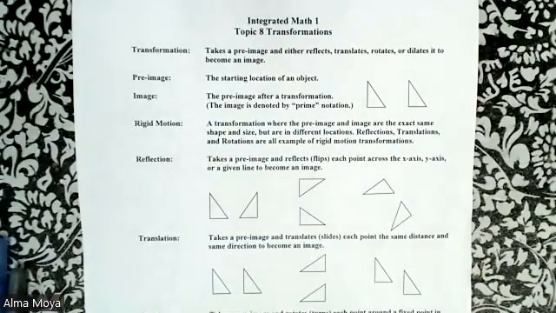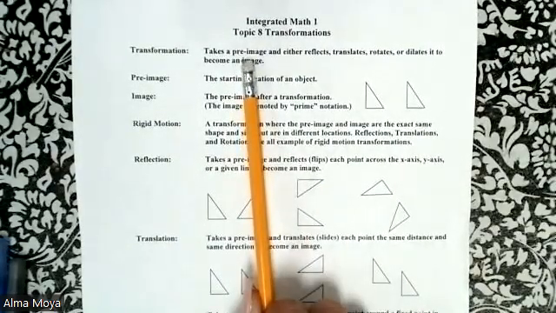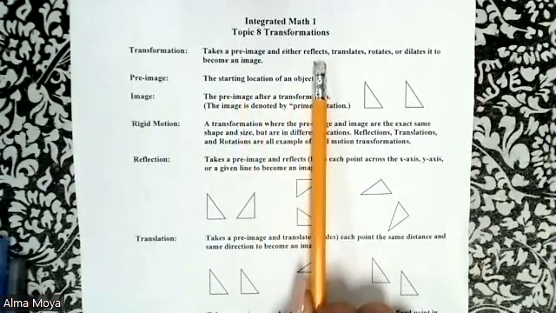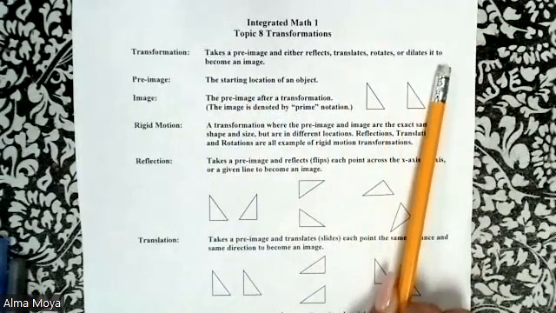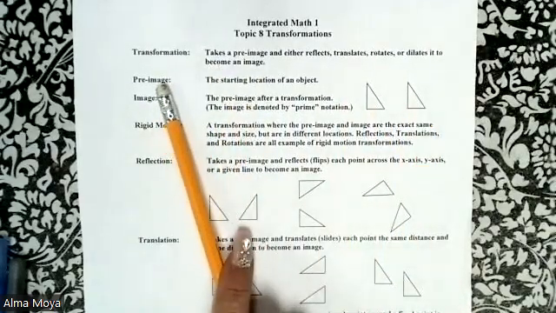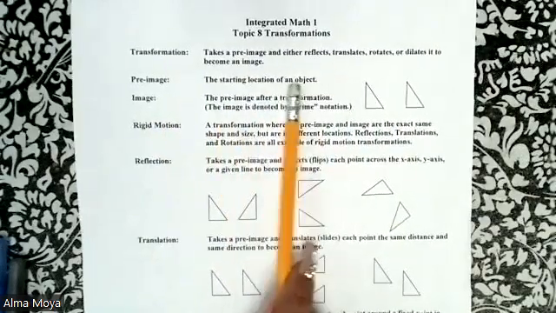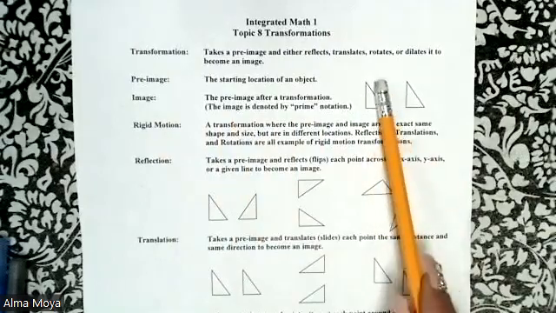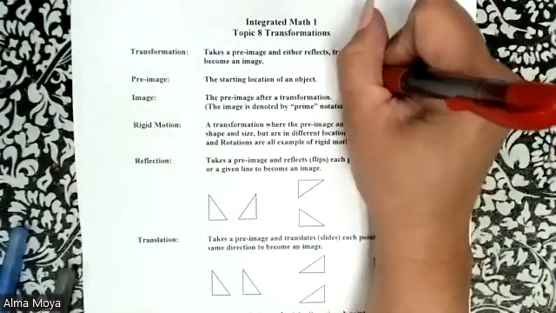Okay, we're going to start topic 8, which has to do with transformations. A transformation takes a pre-image and either reflects it, translates it, rotates it, or dilates it to become an image. So a pre-image is the starting location of an object. So what are you starting with? In this case, this right here would be my pre-image. So I'm going to say this is my pre-image.